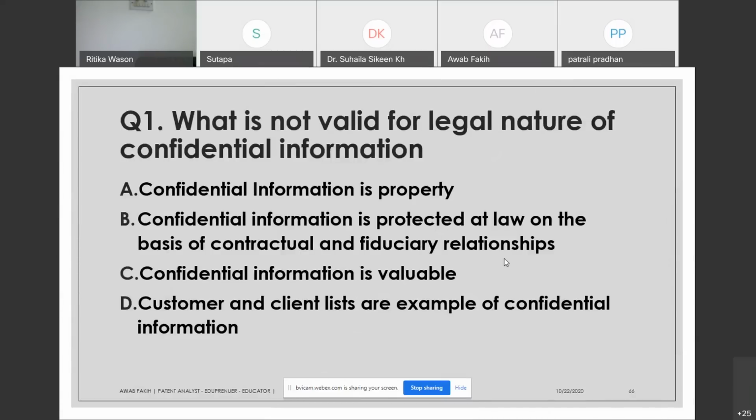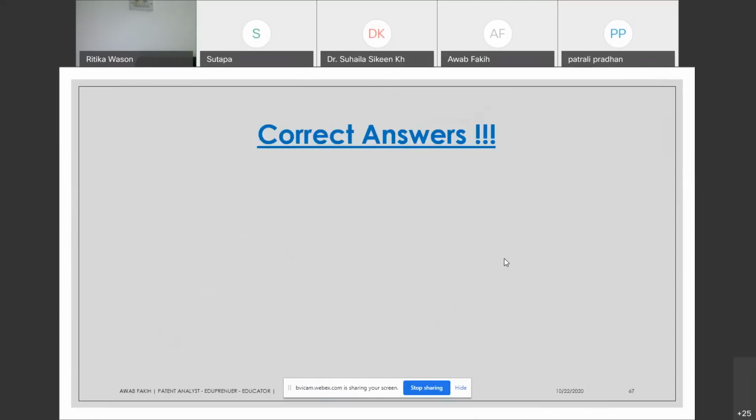Best of luck. That's a question. A little trickier one. The thing to be very focused on in this is what is not valid. What is not valid? That is the crux. A little trickier question. What is not valid? That's the key point. You have to hold it. Let's see. What is the correct answer?